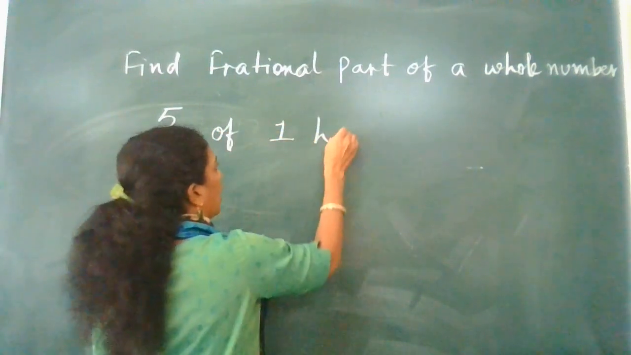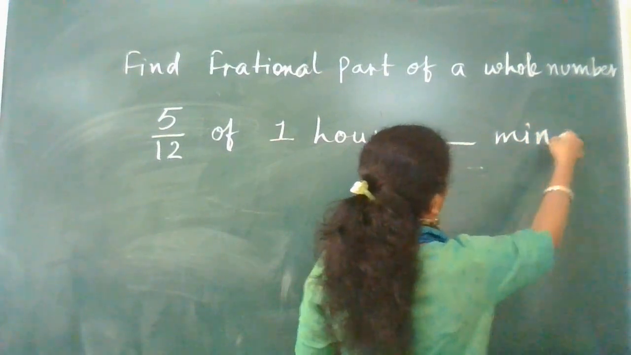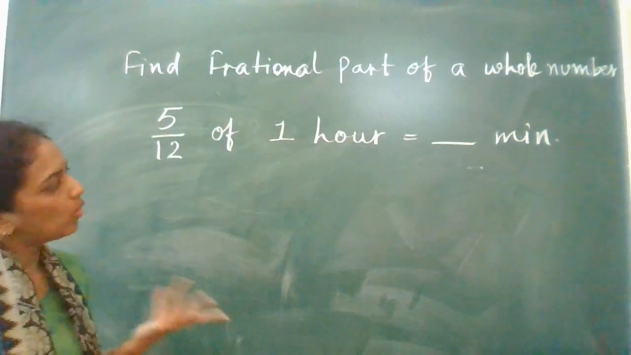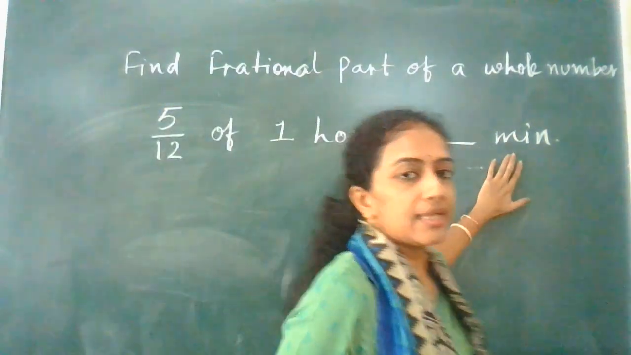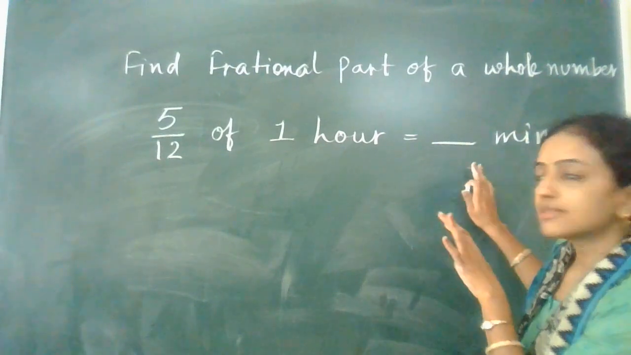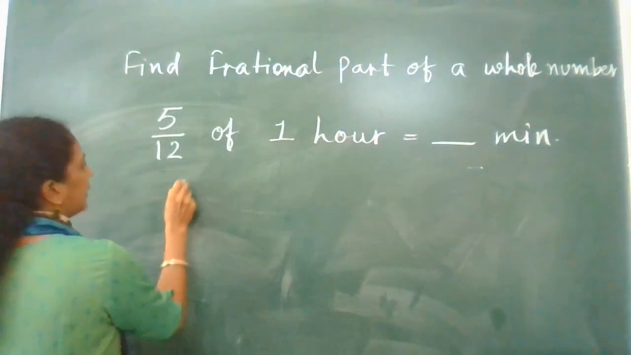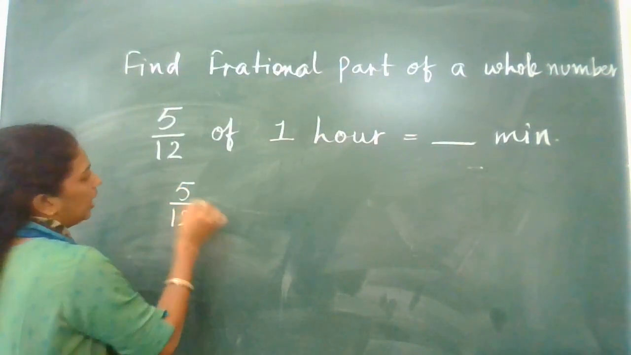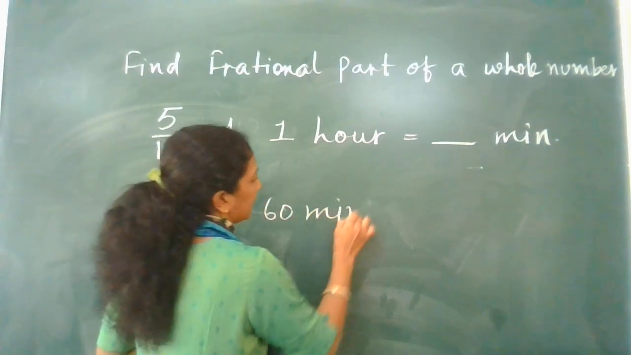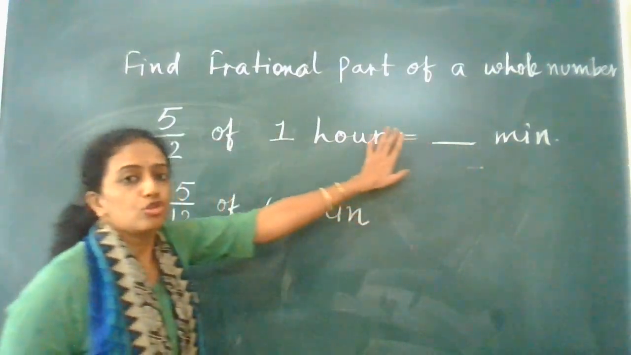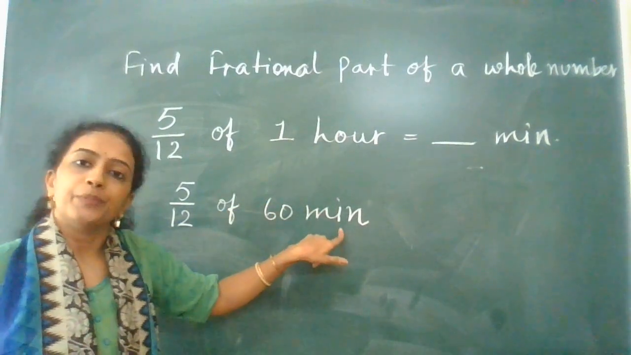1 hour is equal to blank minutes. Okay, so this is a new kind of question. Now you have to convert this into minutes. First of all, when you want the answer in minutes, the hour has to be changed into minutes. So you can write it this way: 5/12 of 60 minutes. Because you want the answer in minutes, I have changed the hour into minutes. 1 hour is equal to 60 minutes.